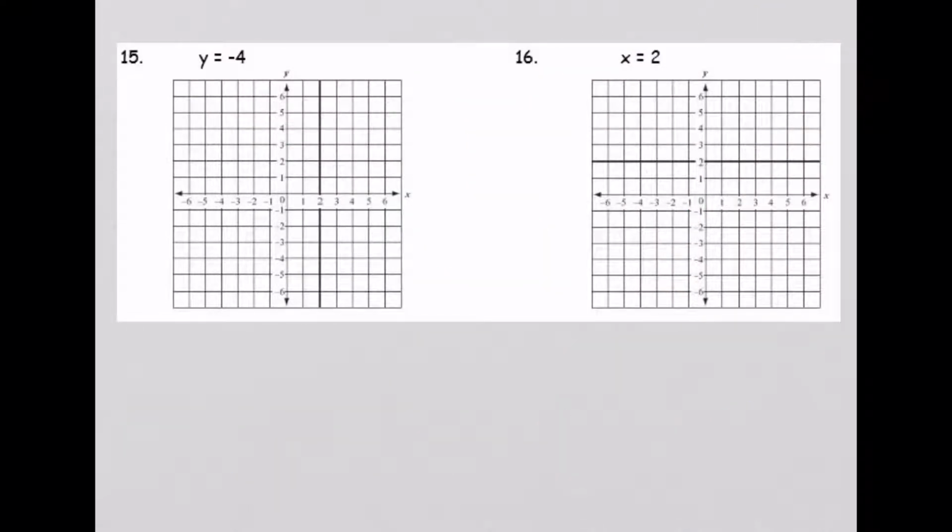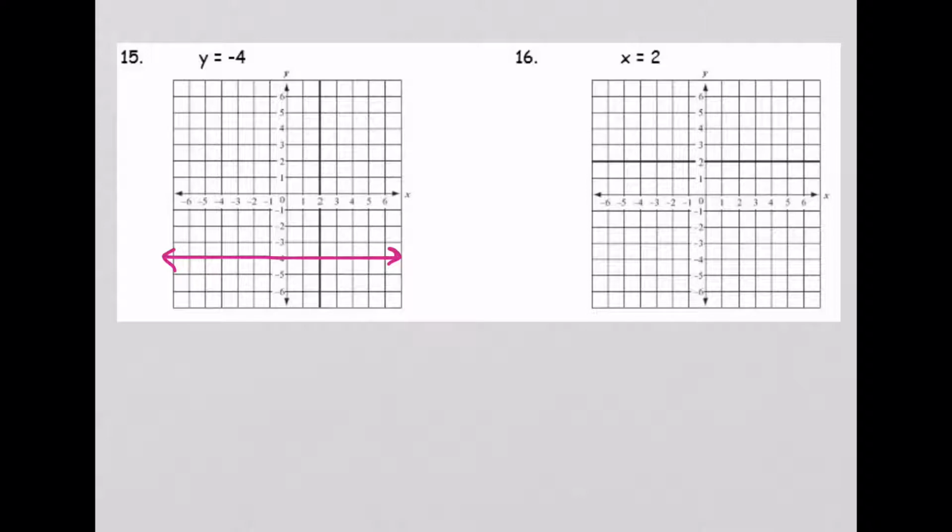Okay, we're going to finish off with my last two favorites. How do you remember how to graph y equals negative 4? Oh, y is like the horizon. The horizon goes this way, so y equals negative 4 is the horizontal line that goes through negative 4. The horizon. Get it? Y, horizon.